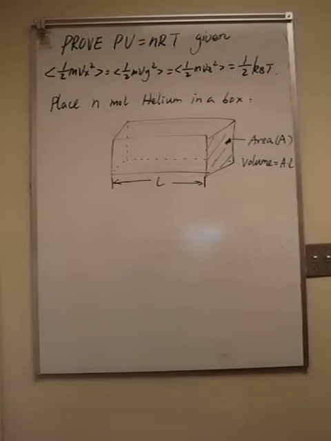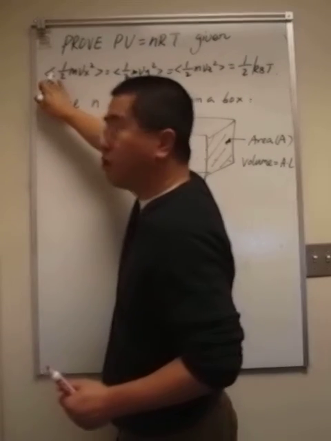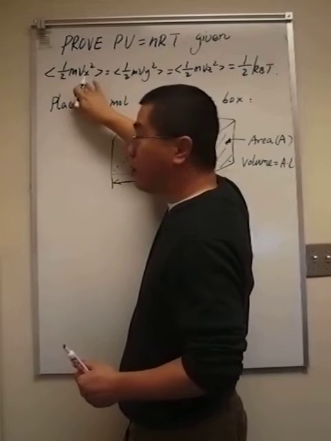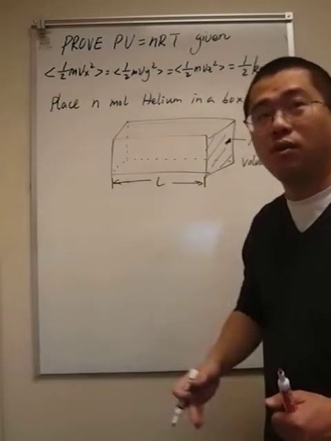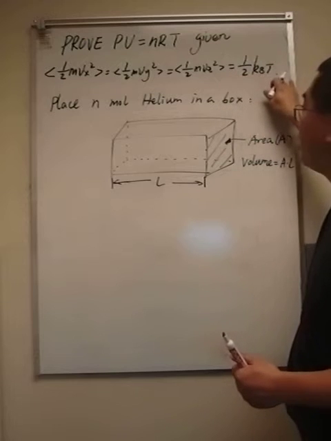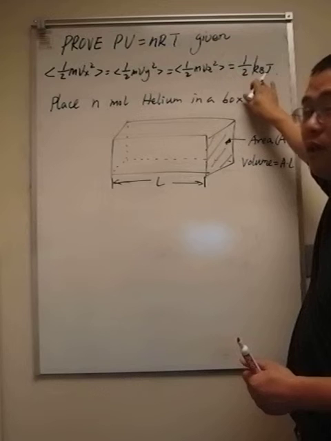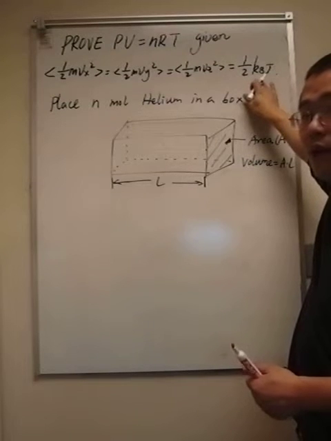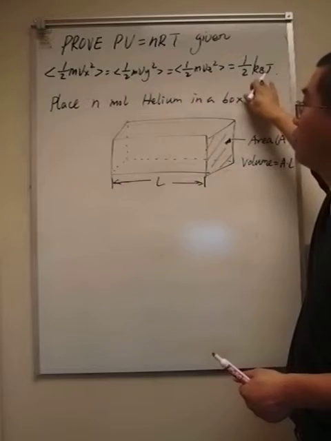I will prove PV equals nRT, given that the average translational energy in the x direction of a molecule or atom in the gas phase equals half kBT. And kB is the Boltzmann constant. kB equals R, the ideal gas constant, divided by the Avogadro constant.